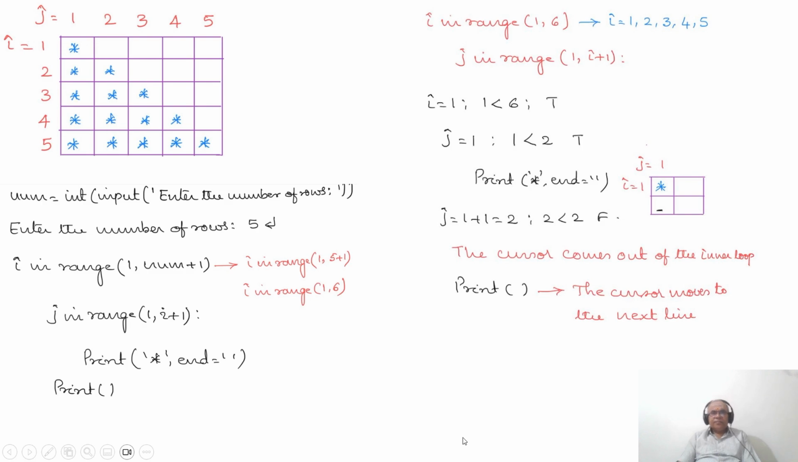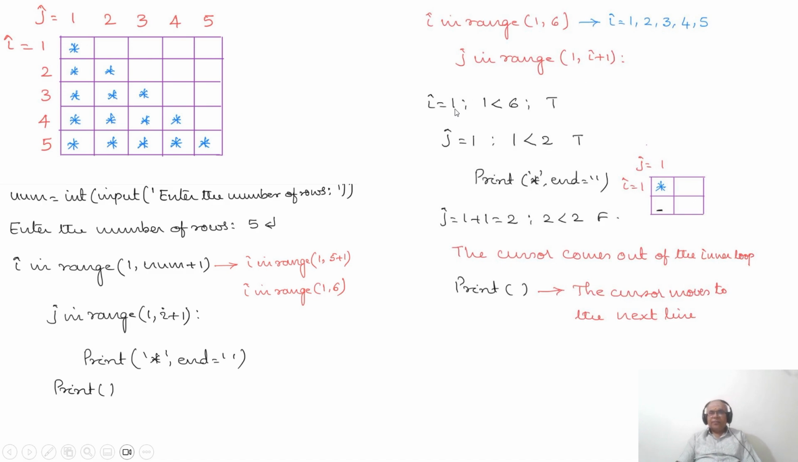Now let us have the tracing. The moment I say i in range of 1 comma 6, what will be the value of i? i will start from 1, 2, 3, 4, 5. Then j will be in range of 1 comma i plus 1. When the value of i becomes 1, what will be the value of j? j will be 1 comma 2. So that means 1 column will be executed at least.